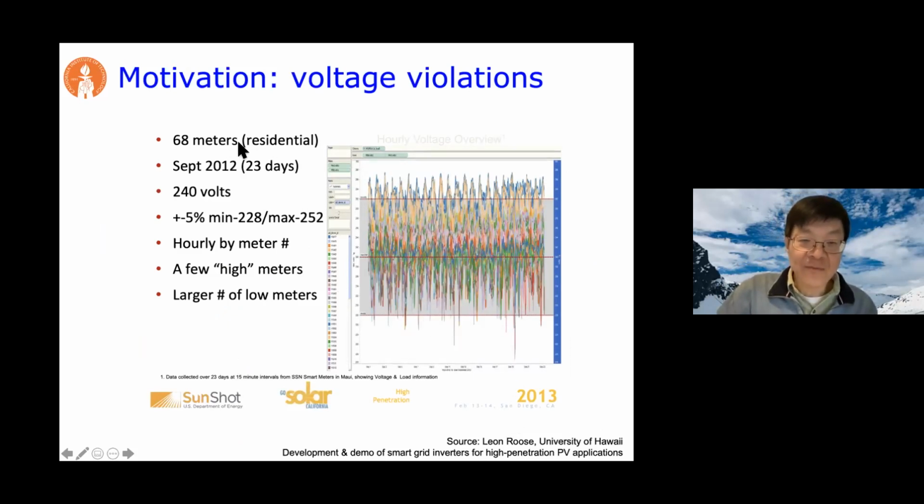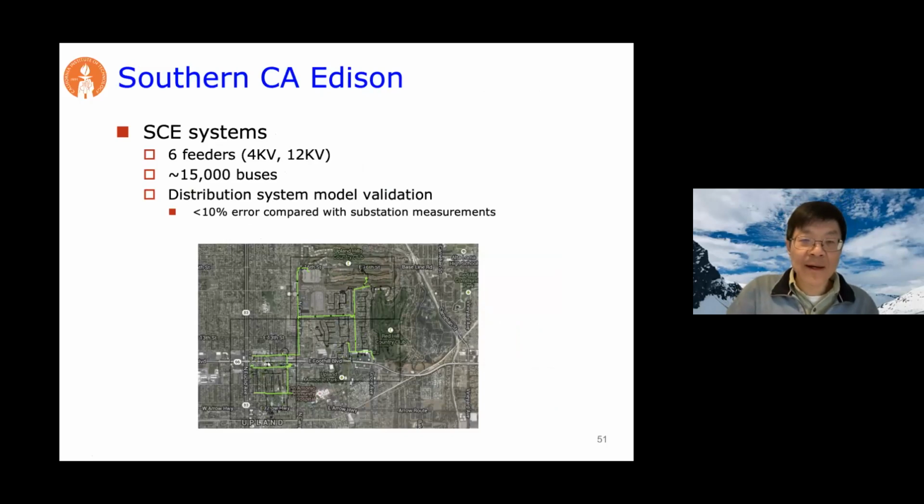There were 68 residential meters, and they collected the measurements over 23 days in September. And you can see that the voltage violations are quite frequent. So that's a problem that we're seeing more and more.